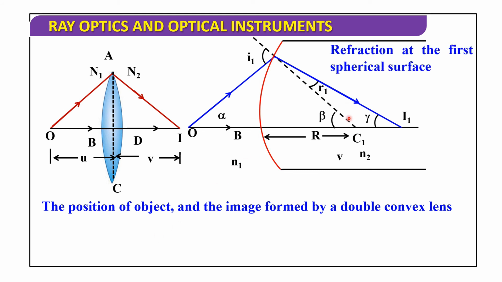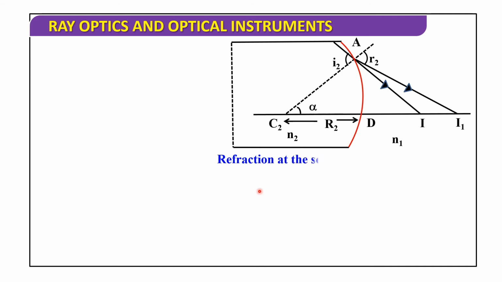Refraction at the first spherical surface. Here O is an object and I1 is the image place. n1, n2 are the refractive indices. Refraction at the second spherical surface. See, from the second spherical surface, the image is formed: the first image formed at I1 and the second image formed here. Now this is the second refraction at the second spherical surface.